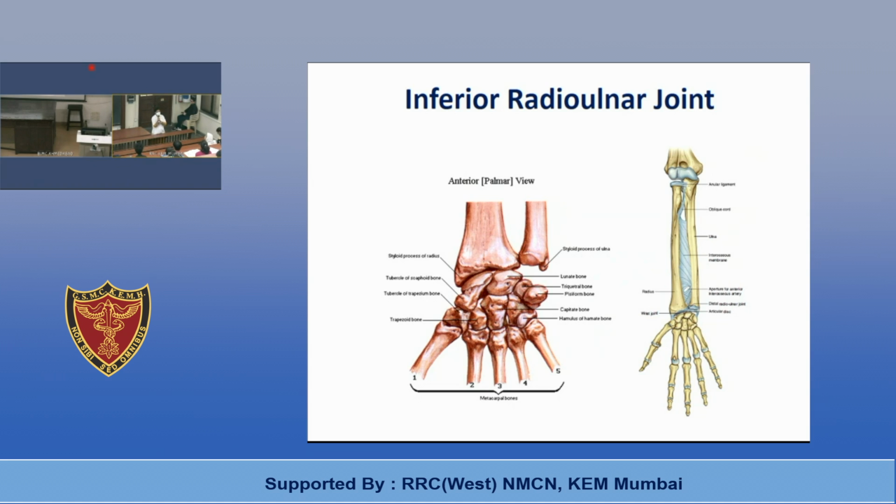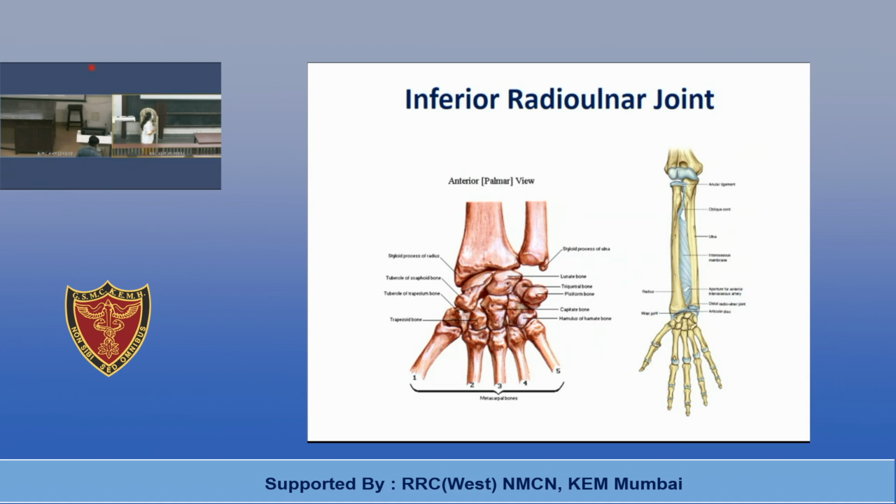Head of ulna and ulnar notch, which is present along the medial side of the lower end of the radius. Okay. So that's how the articulation is present. And there is one more component which is present. It is called the articular disc. And you should know the attachment of the articular disc because it is related to the wrist joint.